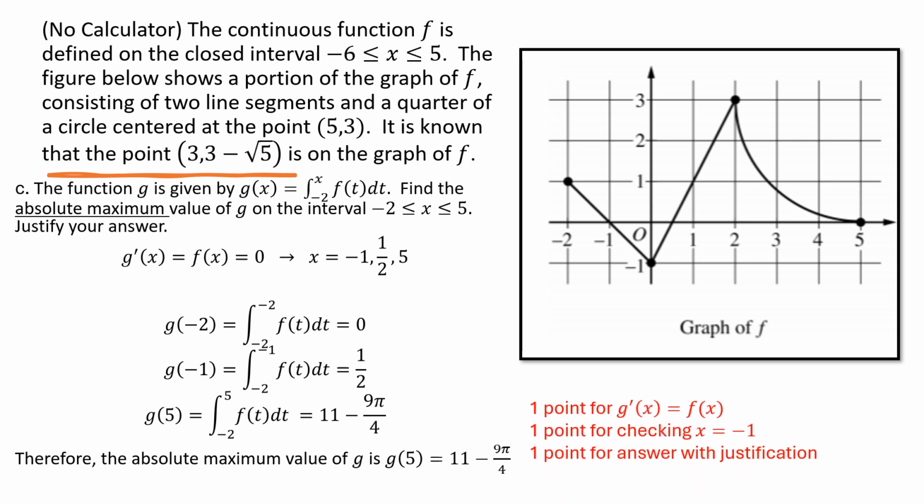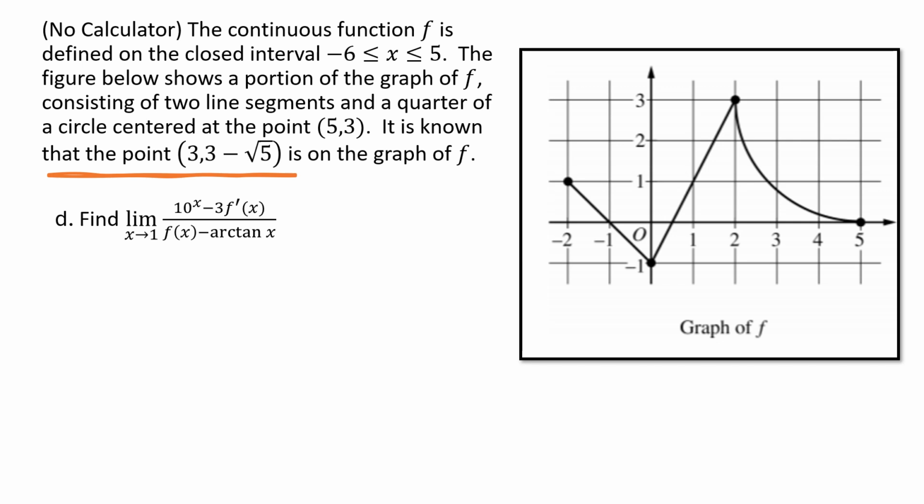So again, I'm getting 1 point for that fundamental theorem saying that g prime equals f. I'm getting another point for making sure that I checked -1. Again, if you had checked 1/2, you wouldn't be wrong. You wouldn't lose any points for that. It just wasn't necessary. And then you get 1 point for the justification, which is your work showing your endpoints and your critical numbers, and then answering the final question.